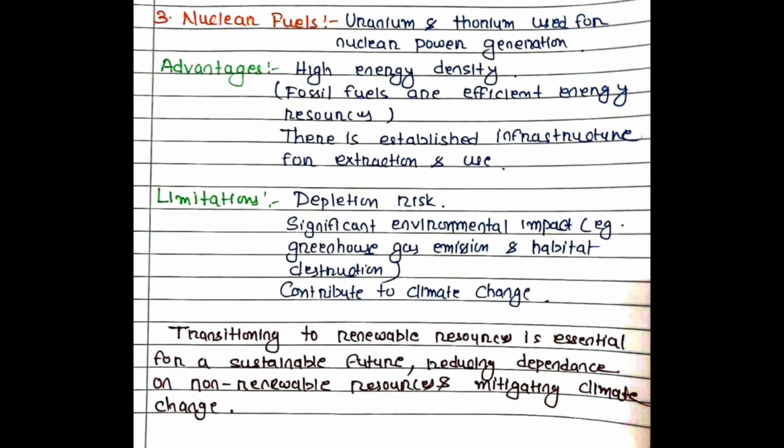Then what are the limitations? There is a depletion risk. As we discussed, once it is depleted, it cannot be regenerated within a human time scale. So there is a depletion risk of the non-renewable resources, and there is a significant environmental impact of these resources. It causes greenhouse gas emissions and habitat destruction for many animals too. And ultimately it contributes to climate change.